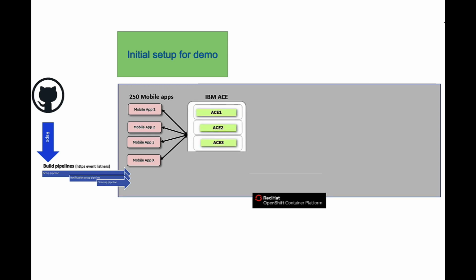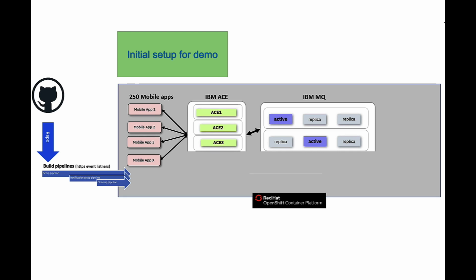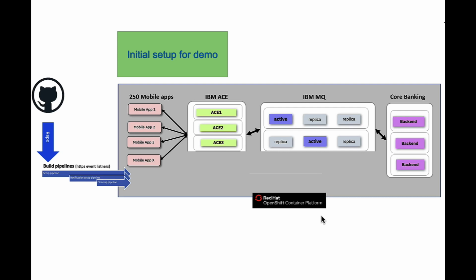So first off, what we have for the setup is a GitHub repository, which the pipelines in OpenShift use to initiate the whole demo and the whole architecture. We have a program that emulates 250 mobile apps initially. So the apps send in traffic to the integration layer, and from the integration layer we send it into the IBM MQ messaging servers, and we have a backend, a core banking application.